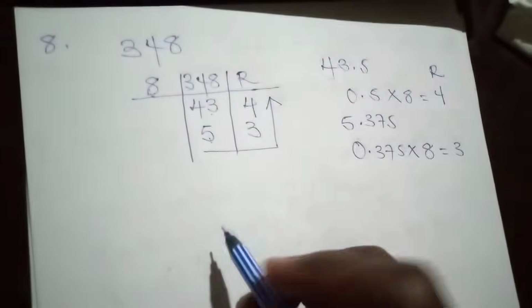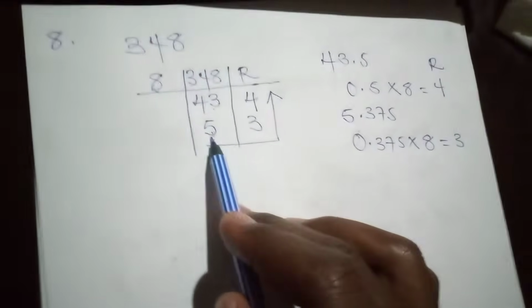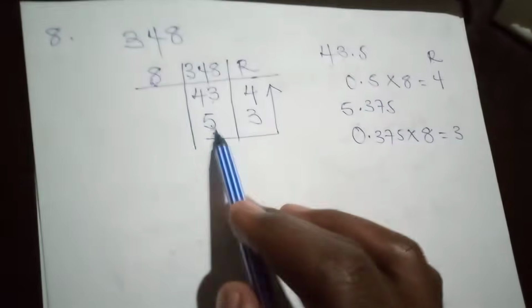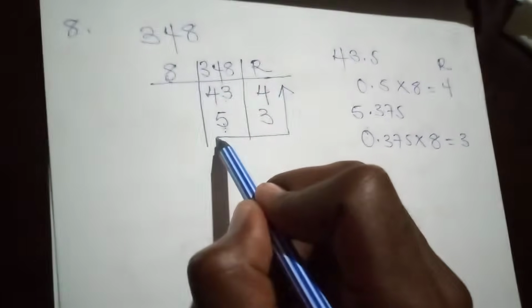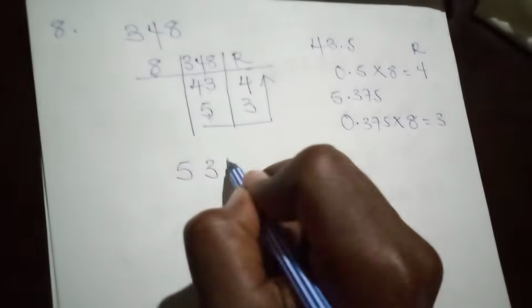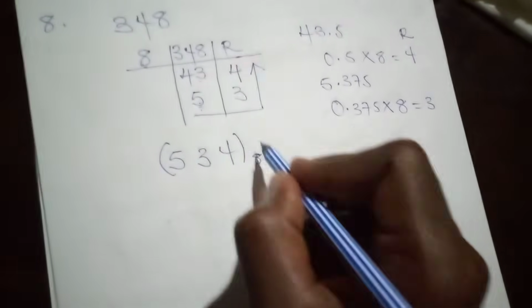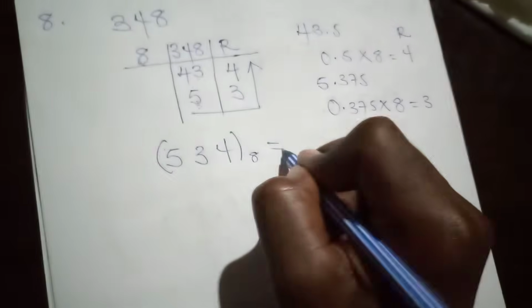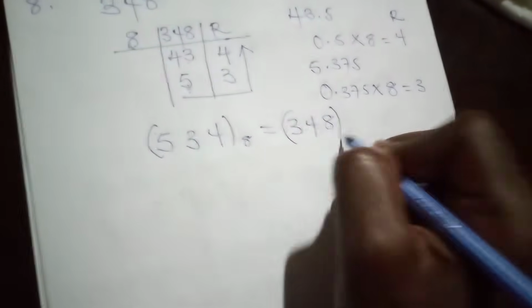So I repeat, 5 into 8, 5 cannot enter into 8. So if it cannot enter, you get the numbers starting from 5 itself going up. So that is 5, 3, 4 in base 8. This number is equivalent to 348, which is in decimal.